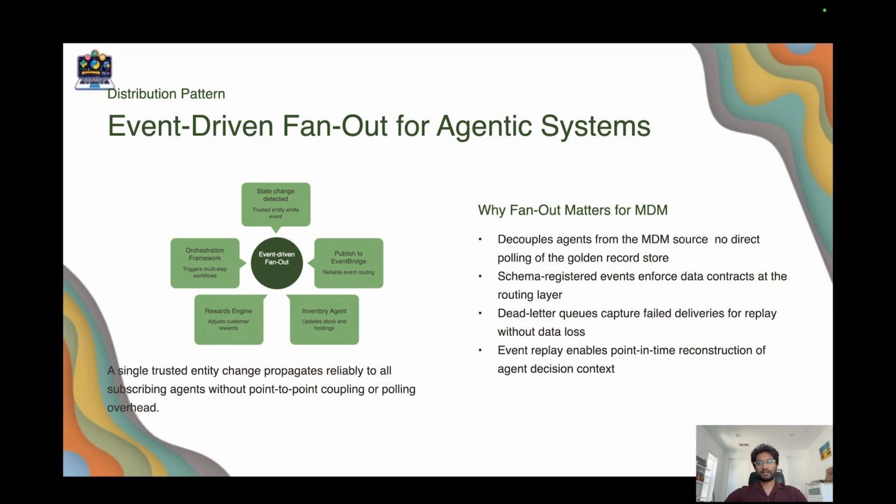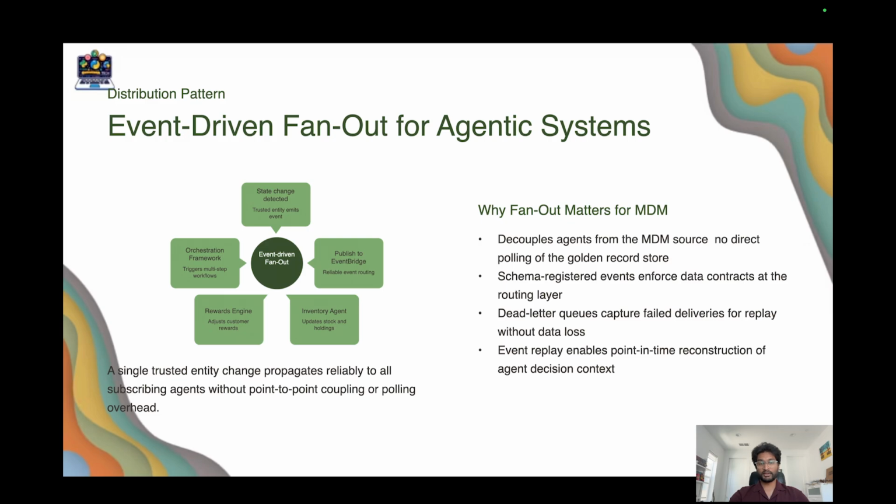So once you have a trusted entity change, it needs to reach everyone who cares about it, without you wiring point-to-point spaghetti between every service. So we publish it once to the bus. The inventory agent subscribes, the orchestration layer subscribes, the reward engine subscribes. Nobody pulls the golden record store, and nobody calls anybody directly.